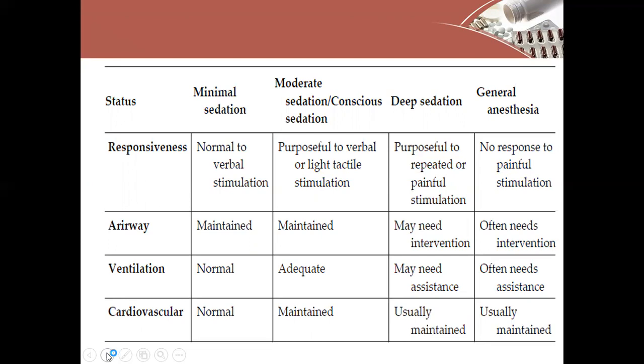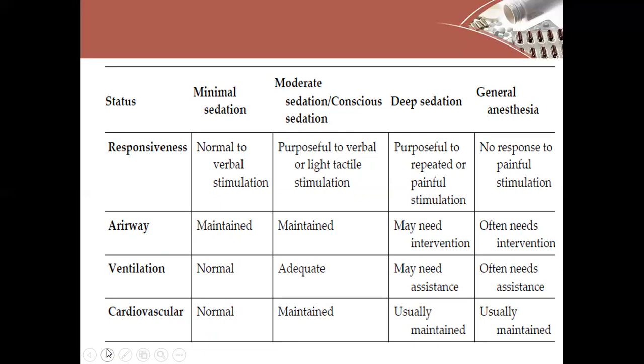Whereas in moderate sedation or conscious sedation, the response is purposeful to verbal or light tactile stimulation. It is a slightly more depressed level of consciousness when compared to minimal sedation, so the level of suppression will be more in moderate sedation. But as you can see, the airway and the ventilation are maintained properly and are adequate, and the cardiovascular signs are maintained at a normal level. For deep sedation, the response is purposeful to repeated or painful stimulation.